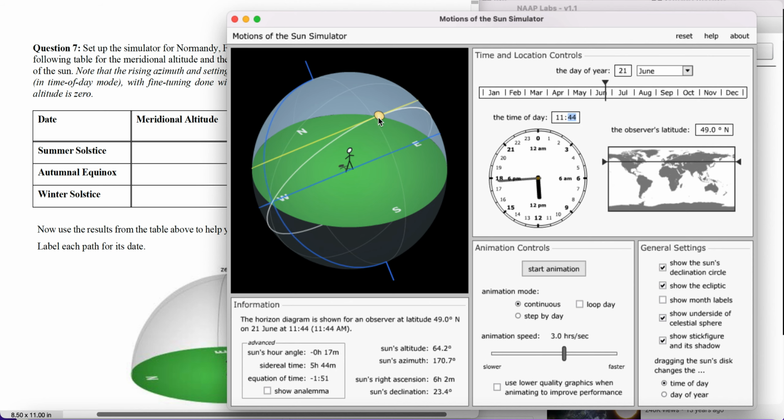If we scroll back and forth, we can see that our highest altitude is at 64.4 degrees, so that would be our meridional altitude. We'll have to be a little bit more exact about when that happens in some later parts of the lab, but for now that's perfectly fine for finding the meridional altitude.